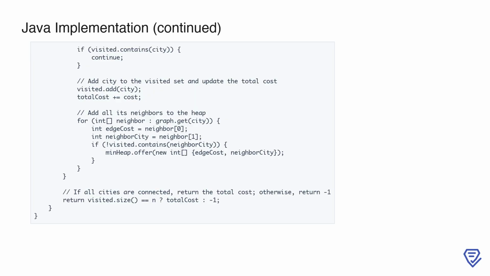Finally, after the loop, we check if all cities are connected by comparing the size of the visited set to n. If all cities are connected, we return the total cost. Otherwise, if some cities remain disconnected, we return -1 to indicate that connecting all cities is not possible.